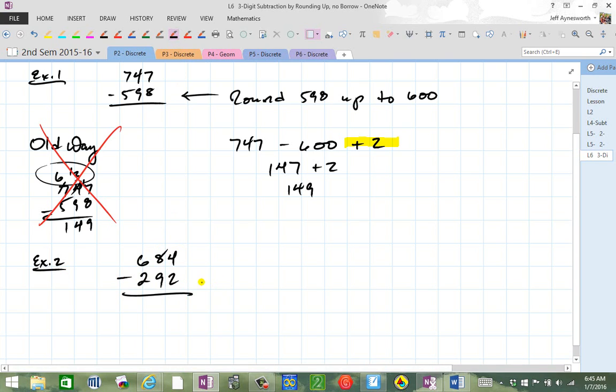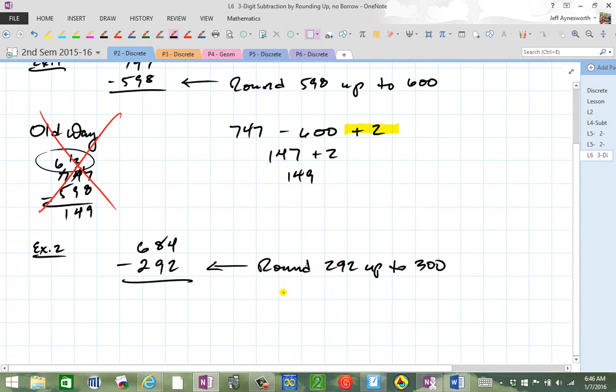So we're going to round. Notice this number is close to 300, so we round 292 up to 300. If you round 292 up, you have to add 8 to it, so that's my adjustment already. Now we take 684 and subtract 300. It's easier, and anybody should be able to do that in their head. 600 minus 300 is 300, and with that 84, it's 384.